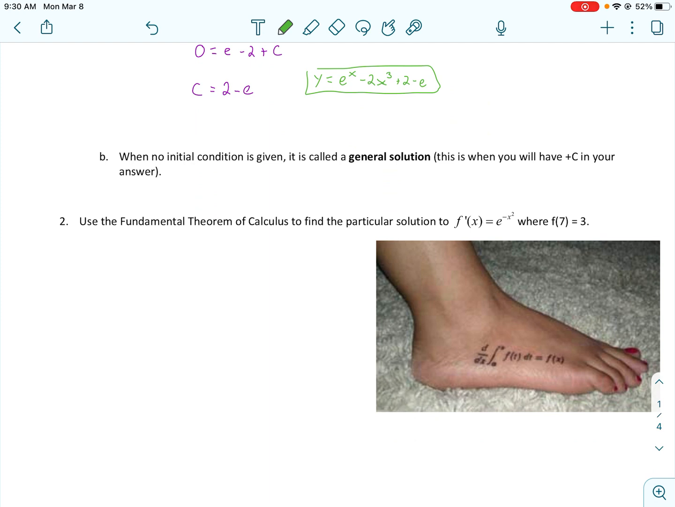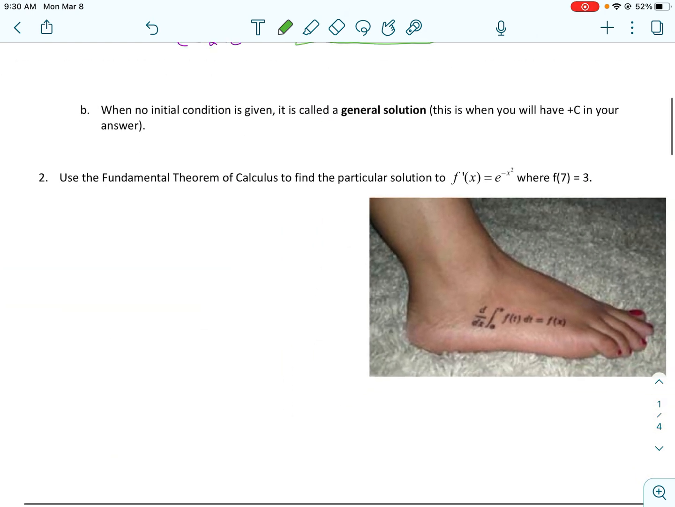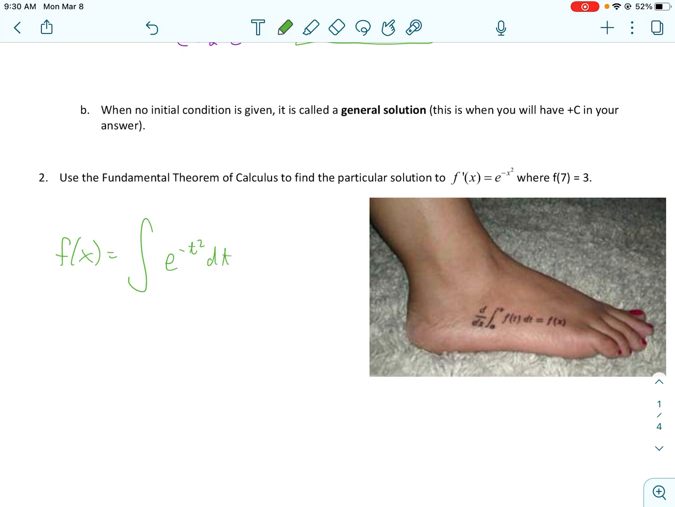All right, the infamous foot tattoo clip art. So fundamental theorem of calculus we're going to use on this one. So it's the same problem. We're given a derivative and a point that it goes through, and we're trying to find the original function. So again, f of x is going to equal the antiderivative of f prime. So I'm going to do e to the negative, and I'm going to change this to a t right now, which you'll know why here in a second.